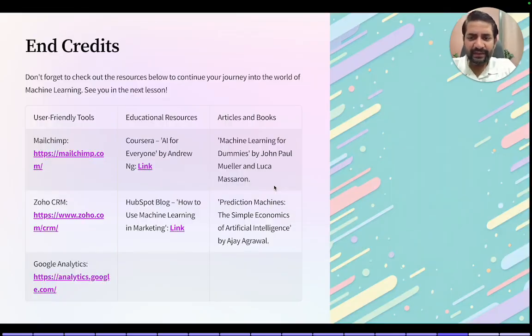Some user-friendly tools are MailChimp, Zoho, and Google Analytics. Some educational resources are AI for Everyone by Andrew Ng, the HubSpot blog and articles, and books like Machine Learning for Dummies by John Paul Mueller and Prediction Machines: The Simple Economics of Artificial Intelligence by Ajay Agarwal.